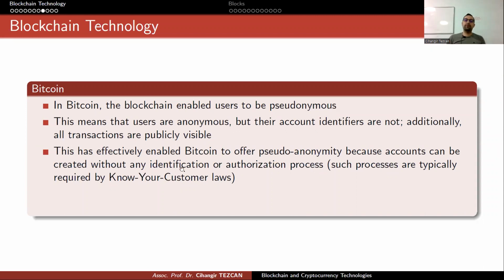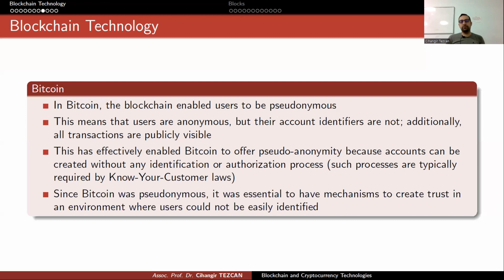Okay, this is why whenever you create an account at a crypto exchange, they would ask you to have a photo of you with your ID next to your face and so on, so that they will know their customers, okay? But if you don't involve a crypto exchange, but want to exchange Bitcoin with each other, you don't have to do that, right? Everybody can be pseudonymous there. Since Bitcoin was pseudonymous, it was essential to have mechanisms to create trust in an environment where users could not be easily identified.